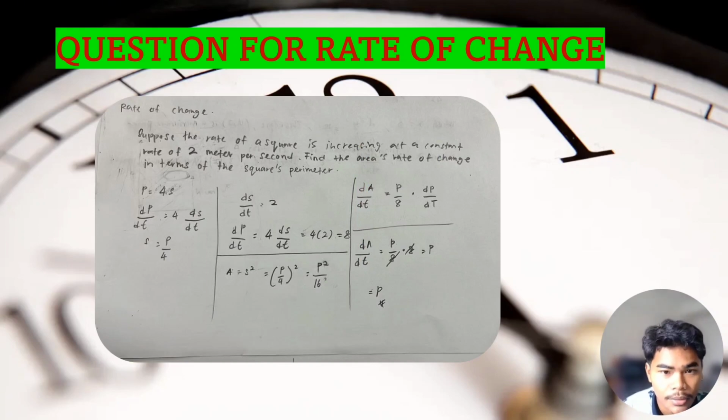Question for rate of change. Suppose the side of a square is increasing at a constant rate of 2 meters per second. Find the area's rate of change in terms of the square's perimeter. This is the answer.